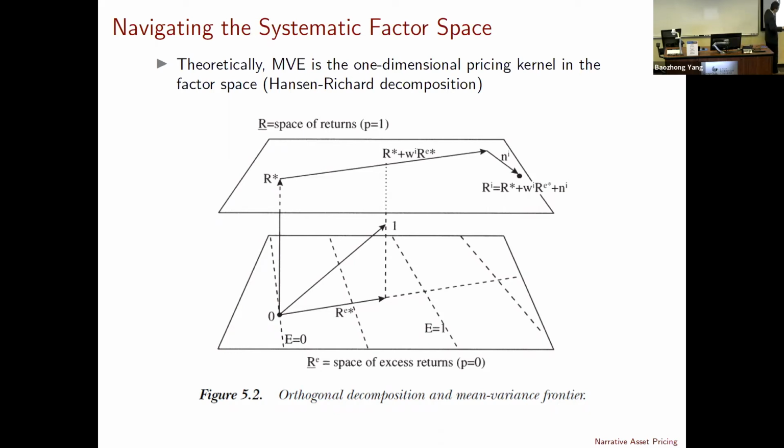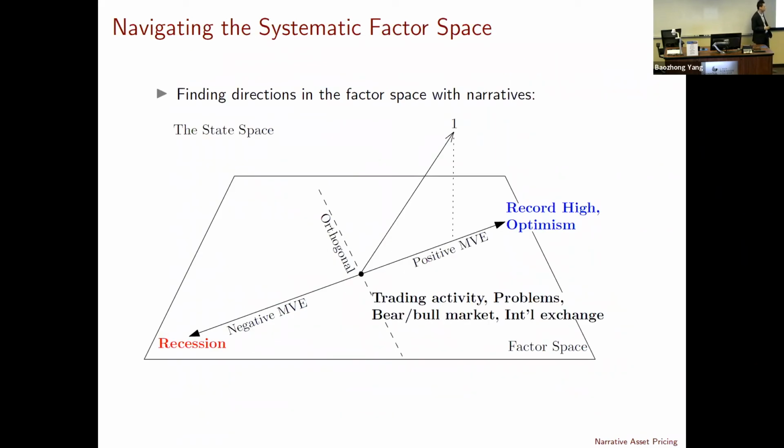This is the picture I copied from Cochrane's textbook. As you can imagine, this is quite abstract. It's quite mathematical. It's not easy to think about where the mean variance efficient frontier is. But now here is my rendering of the factor space. I can find the directions within this space, right? So I know there are positive shocks to the mean variance efficient frontier and negative shocks to the mean variance efficient frontier, right? I find there are two narratives. If you read these narratives, one gives a positive impulse response on MVE: record high, and optimism. At the same time, there's a negative shock to the mean variance efficient frontier: recession.